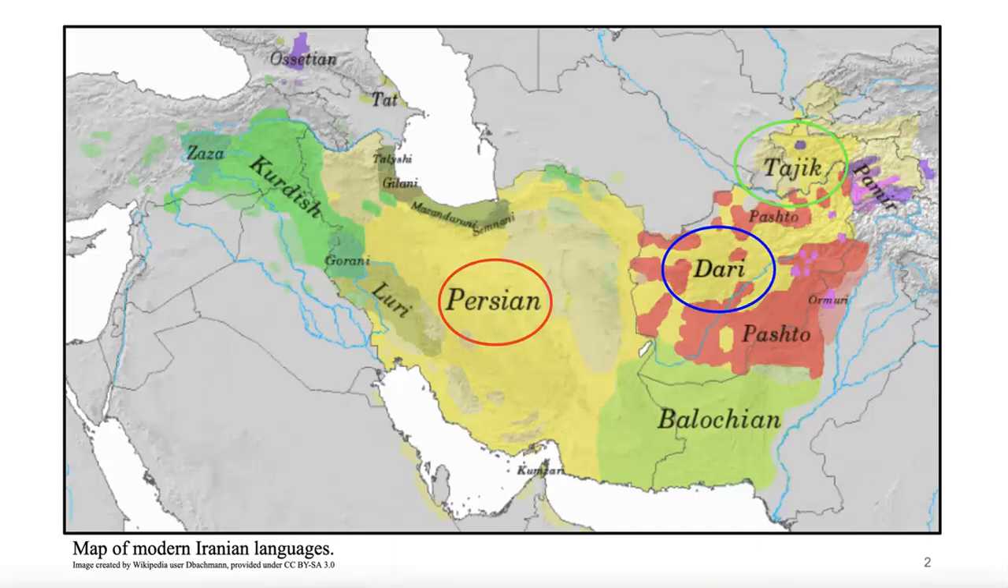So, as you can see here in this map of modern Iranian languages, the Persian language is spoken across Iran, Afghanistan, and Tajikistan, and was referred to by three different names. Persian, Dari, and Tajik, but they all refer to three dialects of the same language, and they are all mutually intelligible with one another. However, in Tajikistan, they use the Tajik script, and in Iran and Afghanistan, they use the Perso-Arabic script.